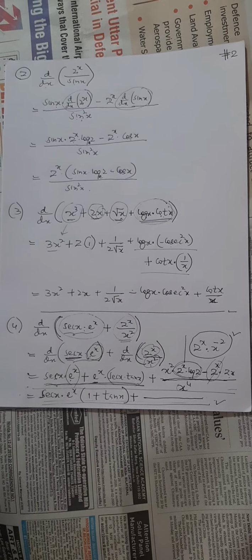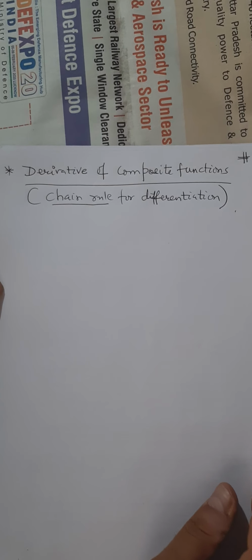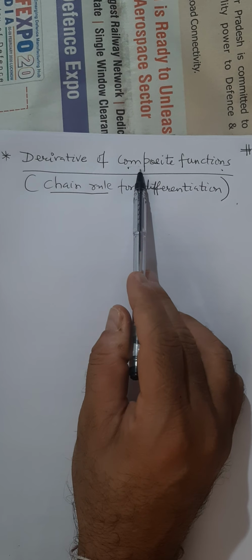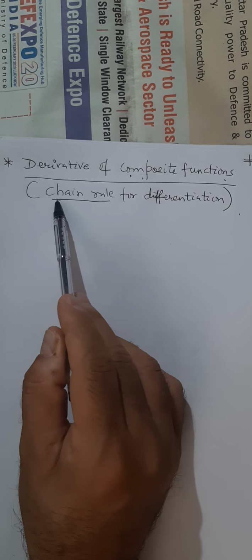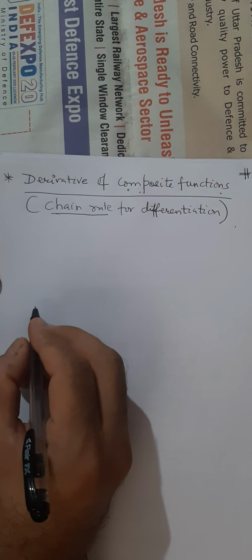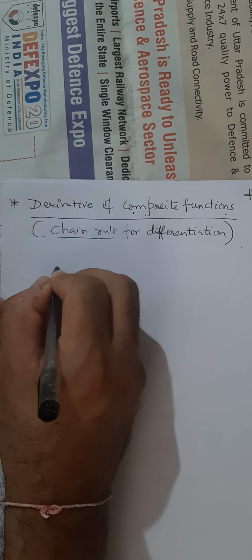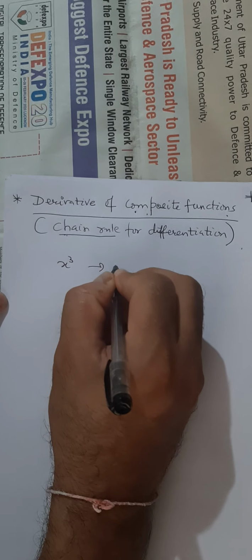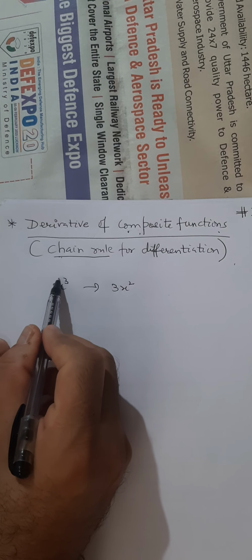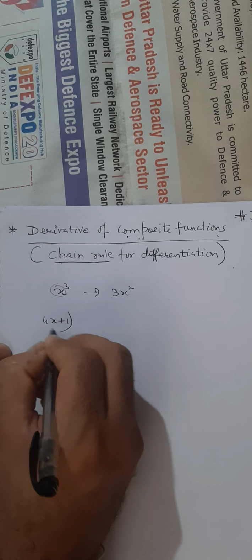Now we go for the next point, which is called chain rule. Next we go for derivative of composite functions. Composite means combination of 2 or more functions, and that's known as your chain rule. Now what is that? Let's understand. For example, you know derivative of x cube is 3x square, that we know. But now in place of this, suppose I may have 4x plus 1 the whole cube.